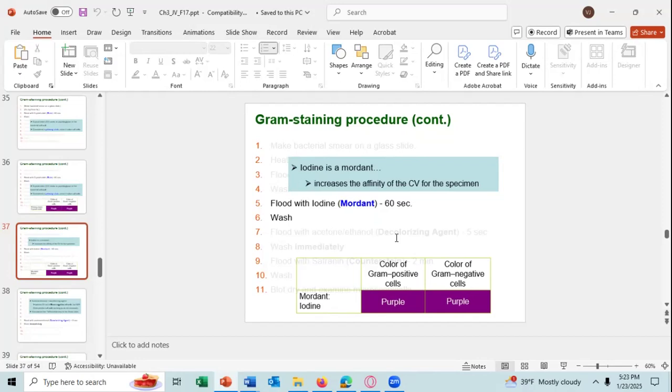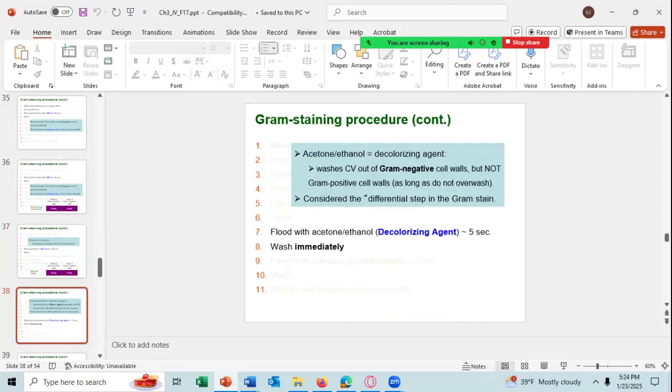Once again, the timing doesn't have to be exactly 60 seconds. It can be, I don't know, 5 or 10 seconds less, and it can be a few minutes longer. You don't want to have it so long, though, that the iodine dries on the slide. You then want to wash the slide gently with cold water to remove the excess iodine. Once again, the color of the gram-positive cells is purple. It's more purple color than the crystal violet alone, which was a bluish purple. And then the gram-negative cells are the same color, the purple color. Any question about any of that?